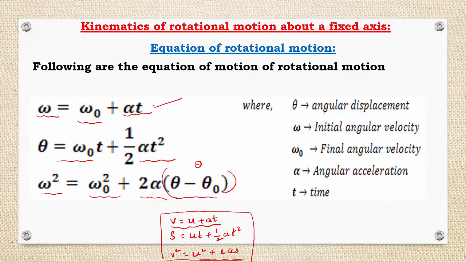So what is theta? Theta is angular displacement. Omega is final angular velocity. Omega naught is initial angular velocity. And alpha is angular acceleration. t is time. Is it clear? So these are equations of rotational motion. These three equations are very important for numerical problems and also for multiple choice questions.